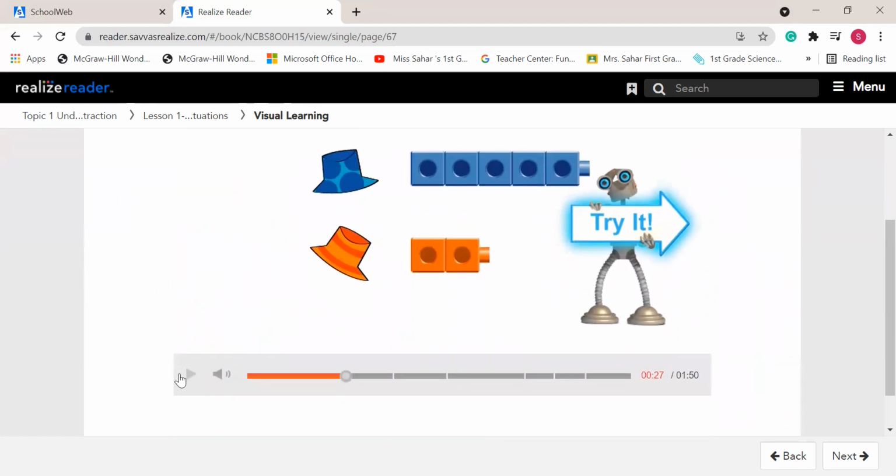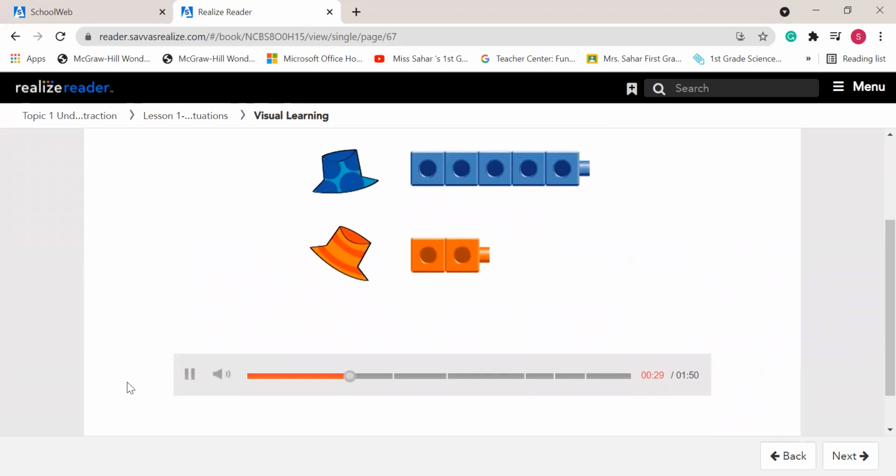Very good. The blue cubes stand for the blue hats. There are 5 blue hats and 5 blue cubes. Which hats do the orange cubes stand for? The orange hats. The orange cubes stand for the orange hats. There are 2 orange hats and 2 orange cubes.